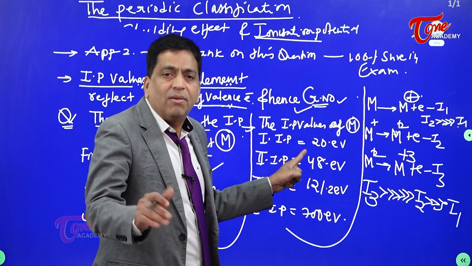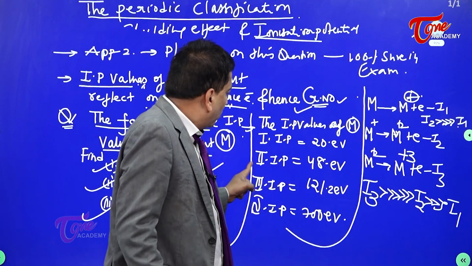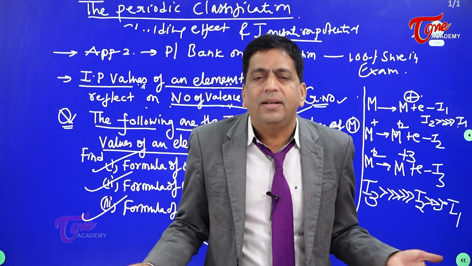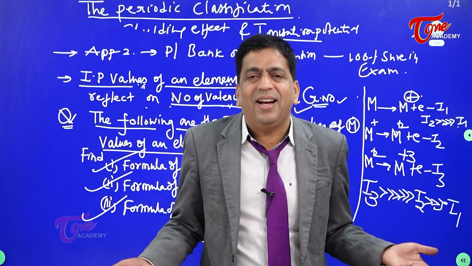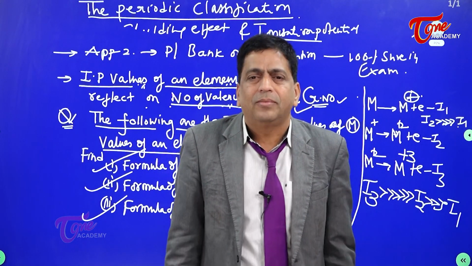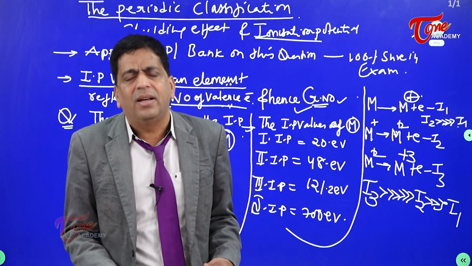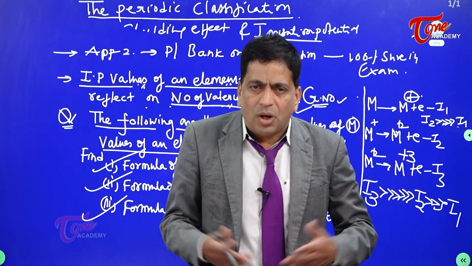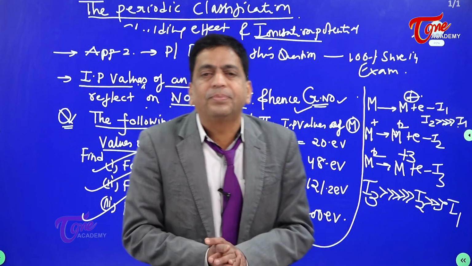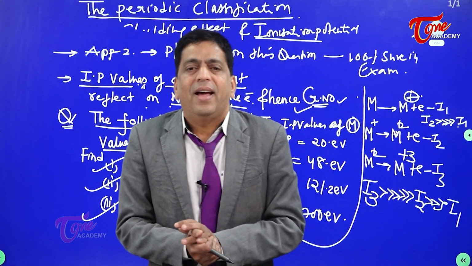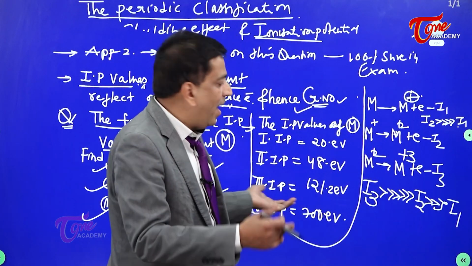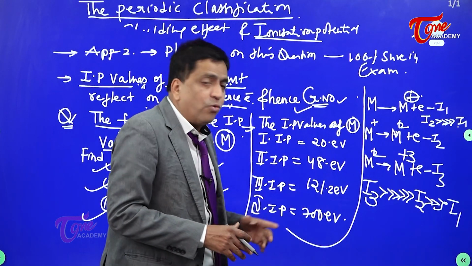First IP 20, fine. Second IP 48, absolutely fine, because removing the second electron is difficult. It is difficult because the size of the element has shrunk. Fine, so 48.5, sounds normal. From 20 to 48, it's a struggle. Of course it's a struggle, but I'm not surprised. And then the third one, where you have 121.